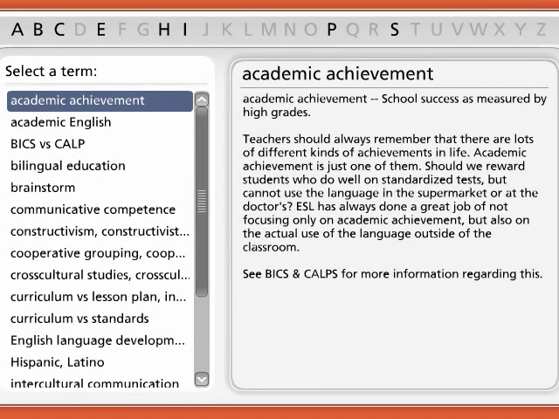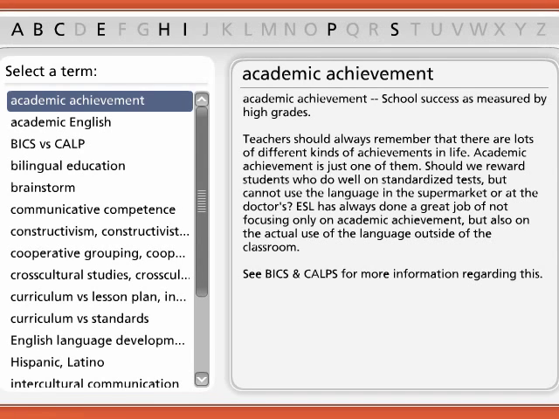Academic achievement. Academic achievement refers to school success as measured by high grades. Teachers should always remember that there are lots of different kinds of achievements in life. Academic achievement is just one of them.